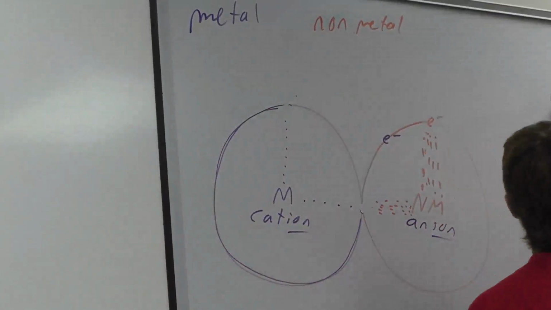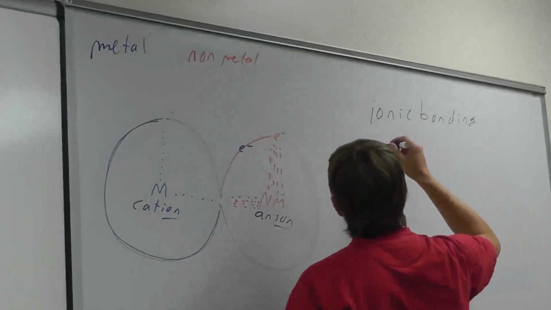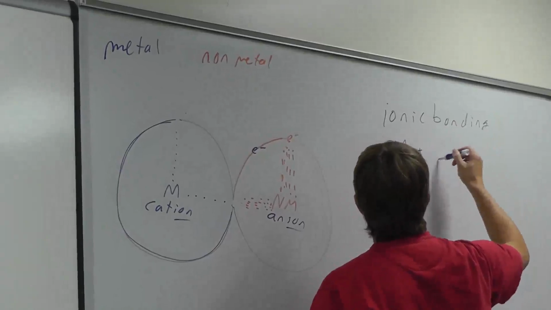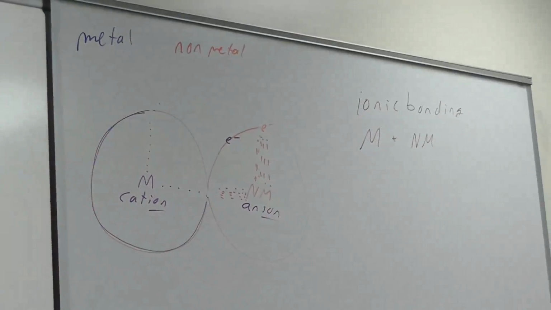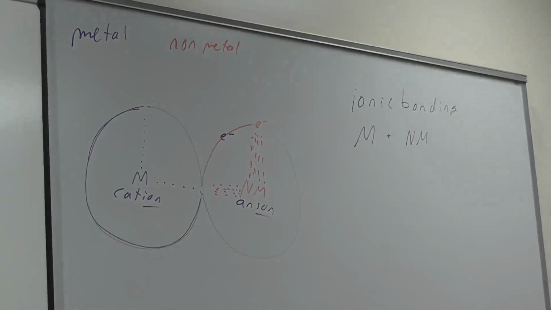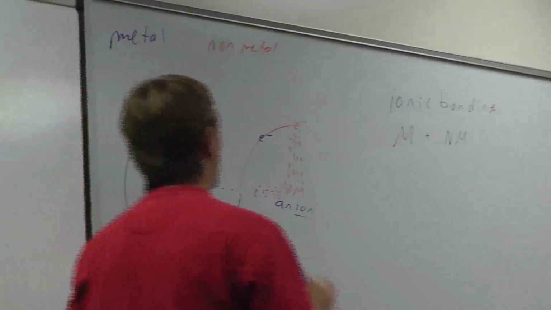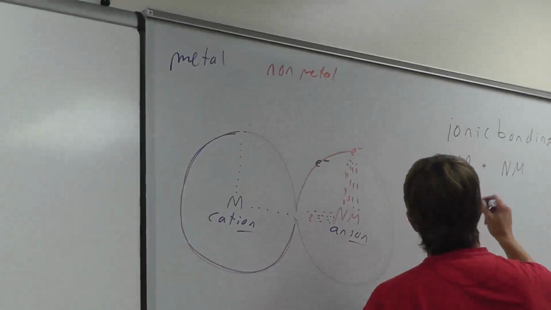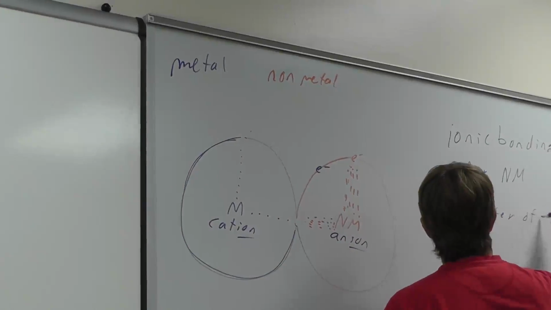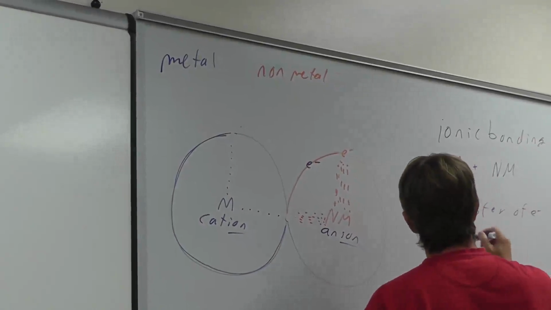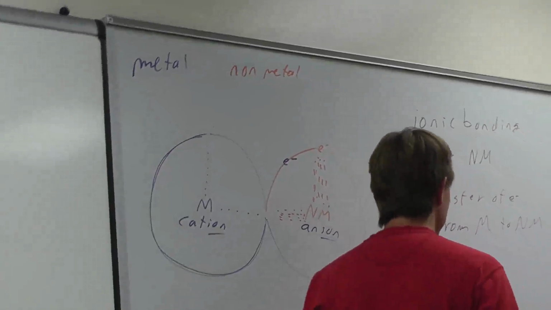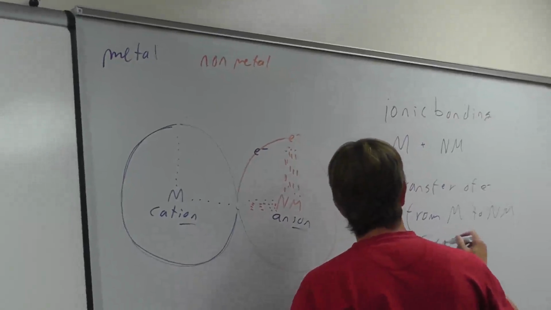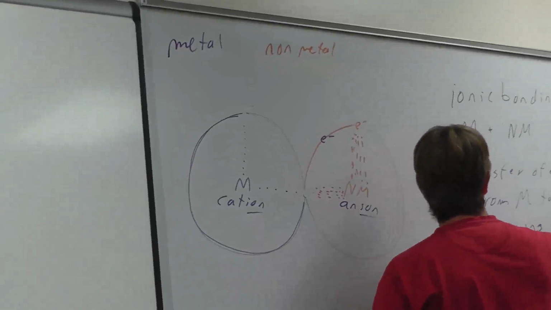Cation, anion, this is ionic bonding. It is almost always metal to nonmetal bonding. Almost always. And functionally what occurs that makes this work is transfer of an electron from metal to nonmetal, which forms your ions.